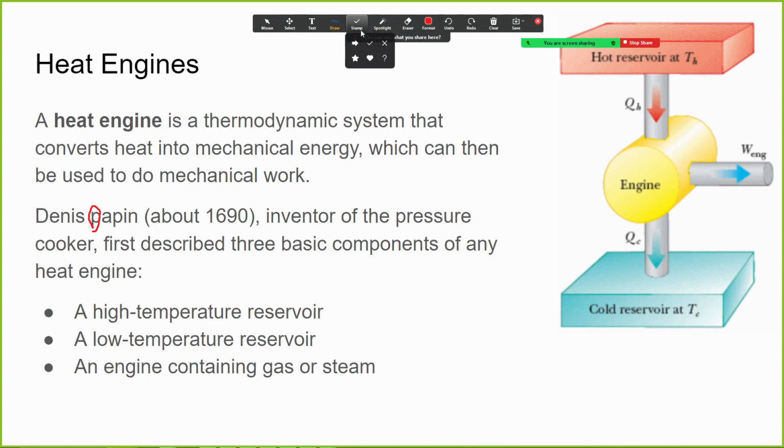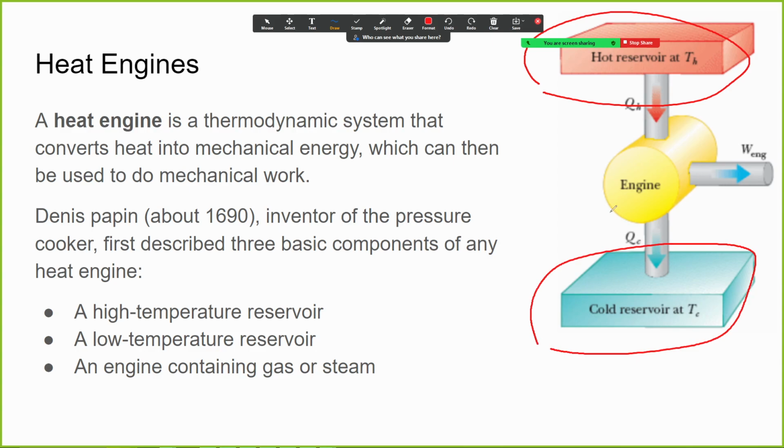So Denis Papin, about 400 years ago almost, he invented the pressure cooker, and he first described three basic components of any heat engine. He said there's a high temperature reservoir, which is at the top here, a low temperature reservoir at the bottom here, and then some kind of engine containing gas or steam.